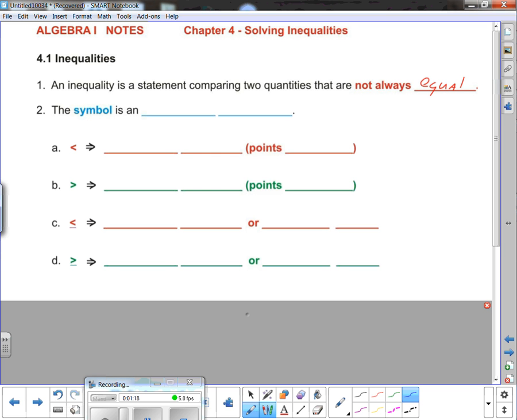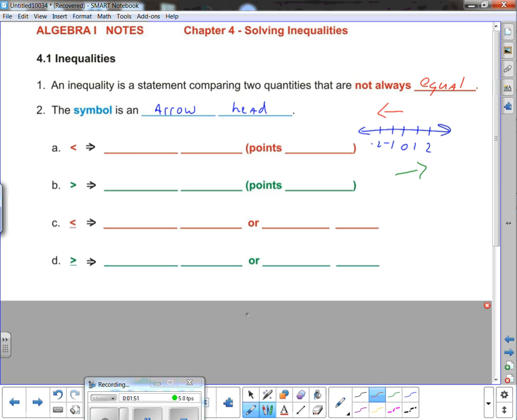In reality, the symbol is an arrowhead. That's what the symbol is. If you think of a number line, we know that negative numbers go to the left, and we know that positive numbers go to the right. So again, the arrowhead is an arrow pointing left for less than, and an arrowhead pointing right for greater than. Okay, it goes off of a number line.